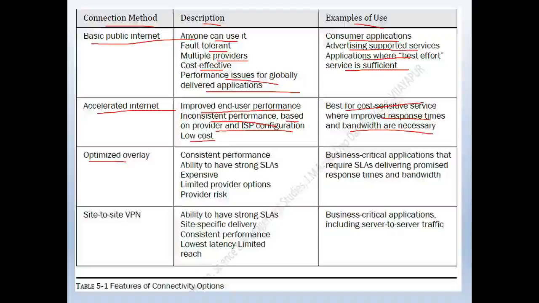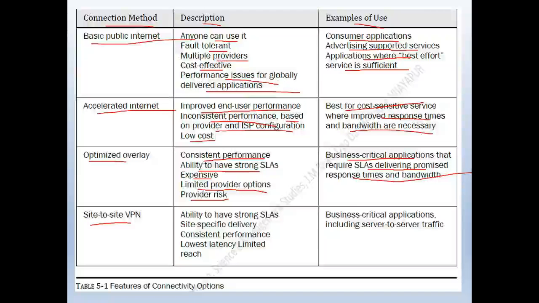Next, optimized overlay. There is consistent performance here and the ability to have strong service level agreements, and this is expensive. It is expensive because of the extra layers you are adding. It has limited provider options and provider risks. Even this uses the basic internet only, but provides some security for that basic internet. Business critical applications that require service level agreements, delivering promised response times and bandwidth, use this.